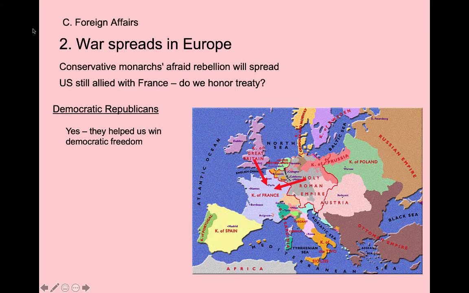And so, the question is, do we honor the treaty? And as we said in the last slide, the Democratic Republicans say yes. The Federalists say no. The Federalists use this term mobocracy, where the mob rules, and that's what happens when you give power to the people. And so we're right to say that only middle and upper class people really should be running things, not the lower classes. And so what's going on in Europe really reflects and mirrors the differences between America's political parties here at home.